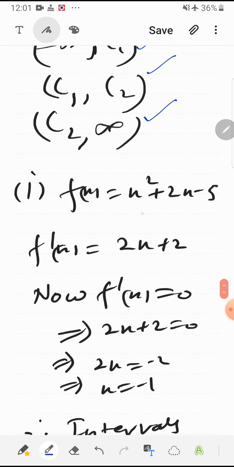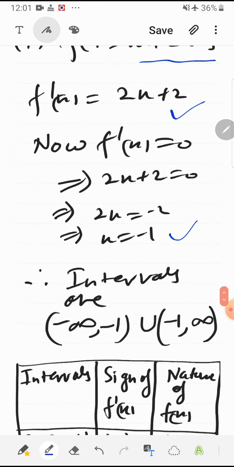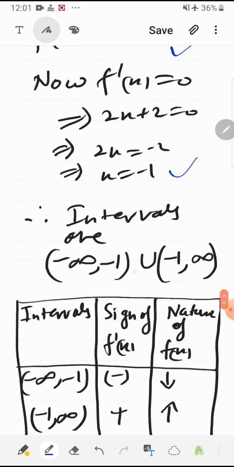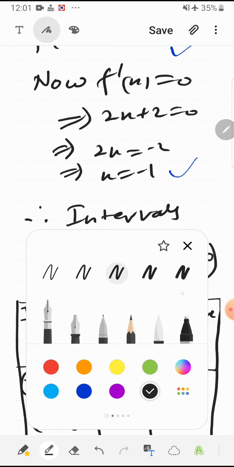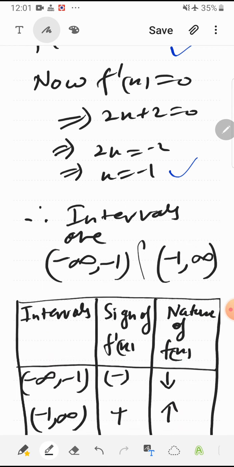Now the function is x square plus 2x minus 5. So let's take the derivative, which is 2x plus 2. Now put the derivative equal to 0, so x is minus 1. So the intervals will be minus infinity to minus 1 and minus 1 to infinity. These two are the intervals.